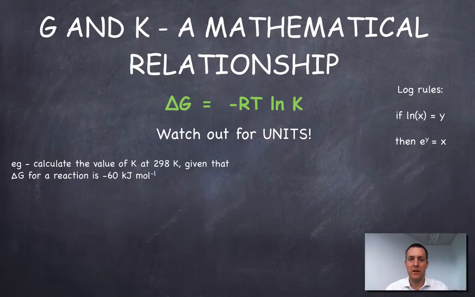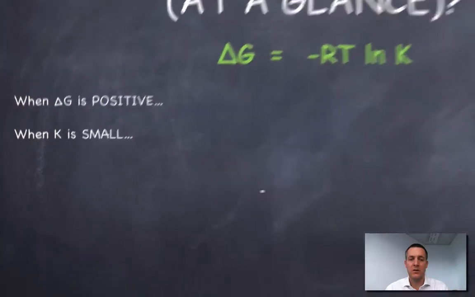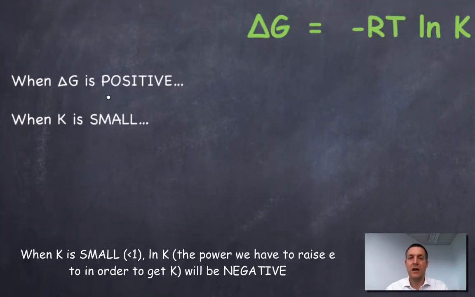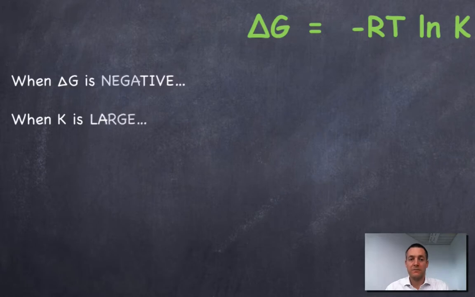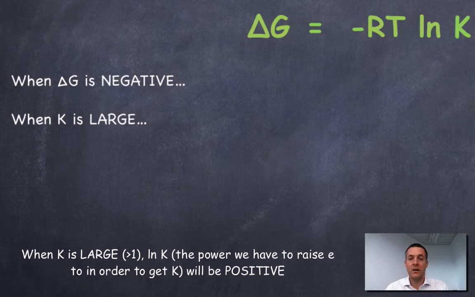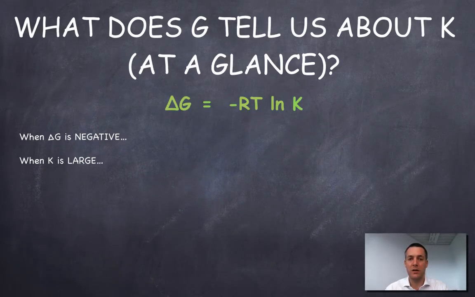Okay, so having done a couple of calculations, let's see if we can get an idea about what delta G tells us about K just at a glance. If delta G is positive, a reaction isn't likely to happen spontaneously, which means not many of our reactants are going to turn into products, and K will be small. On the other hand, if delta G is negative, then a reaction is likely to happen spontaneously, in other words, our reactants are likely to turn into products, and K will be large. So our equilibrium constant will be large.